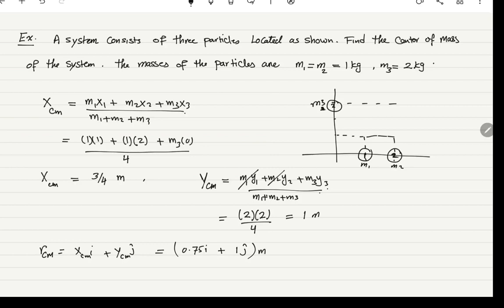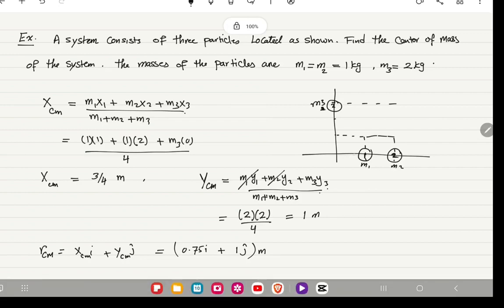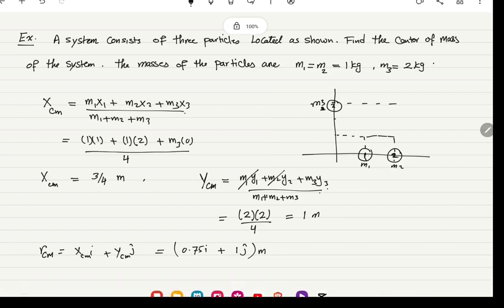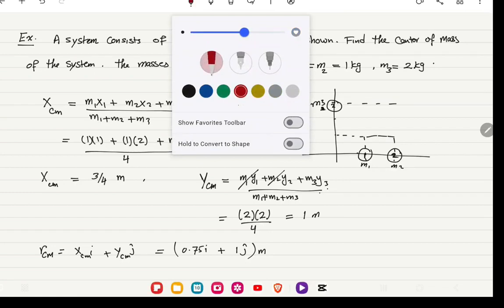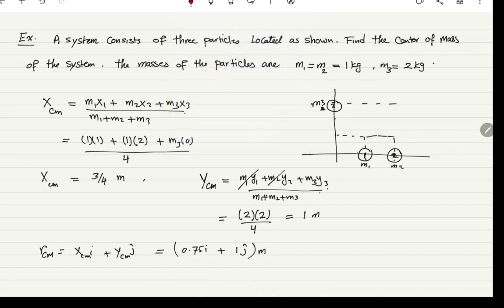In the graph here, x equals 0.75, it's somewhere here, and y equals 1, so it's almost somewhere here. This one is the center of mass.